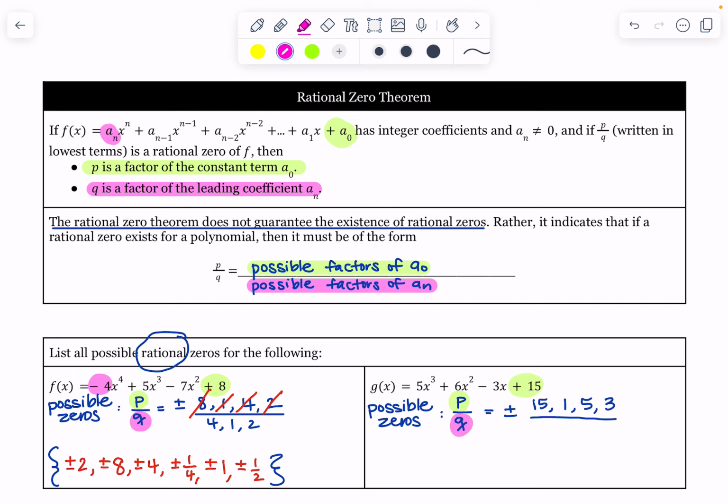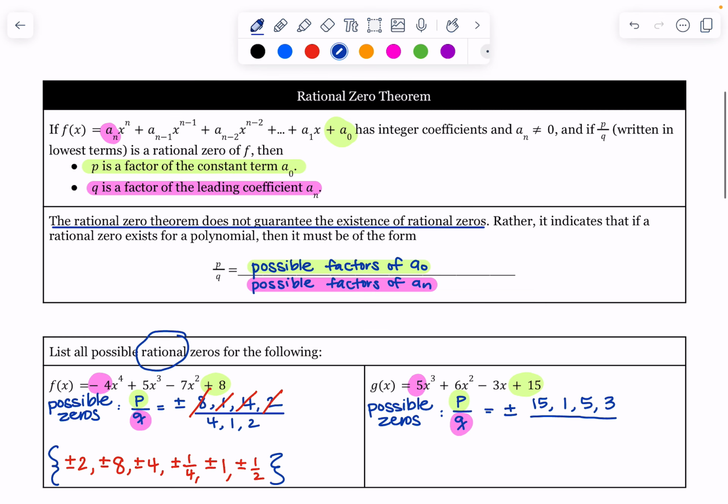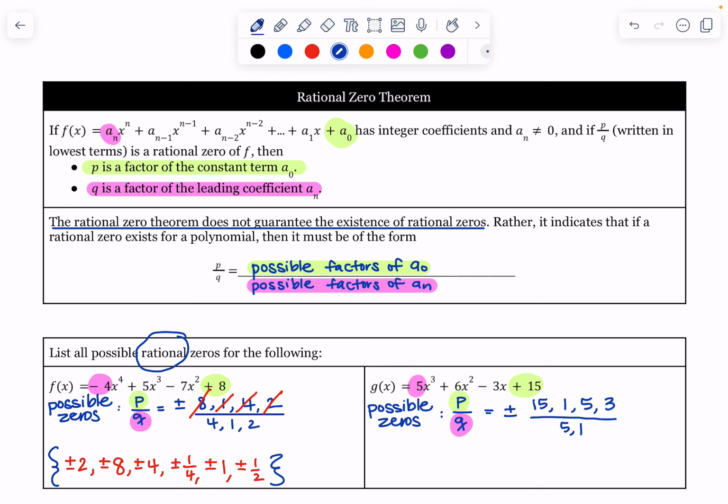And then last, we're going to consider factors of q in the denominator, and that q for us would be 5. So factors of 5 would be, we already wrote the plus or minus, so we're just going to have 5 and 1. All right, so let's list all of our possible zeros. So we're going to consider 15 over 5, which is plus or minus 3. And then we're going to consider 15 over 1, which is plus or minus 15. Okay, so we're going to mark off 15 just so we keep track of where we're at. And then next we're going to consider 1 over 5 and 1 over 1. So we can add plus or minus 1/5, and we can add plus or minus 1.